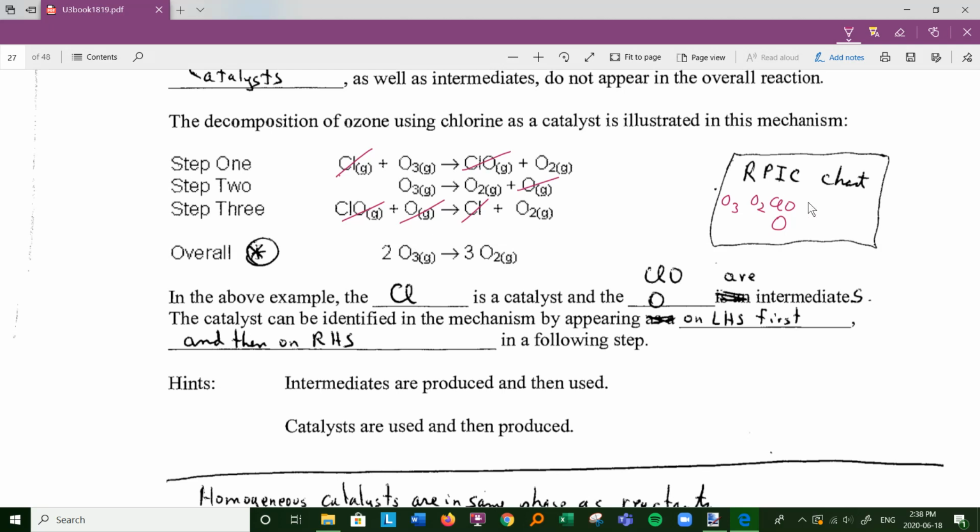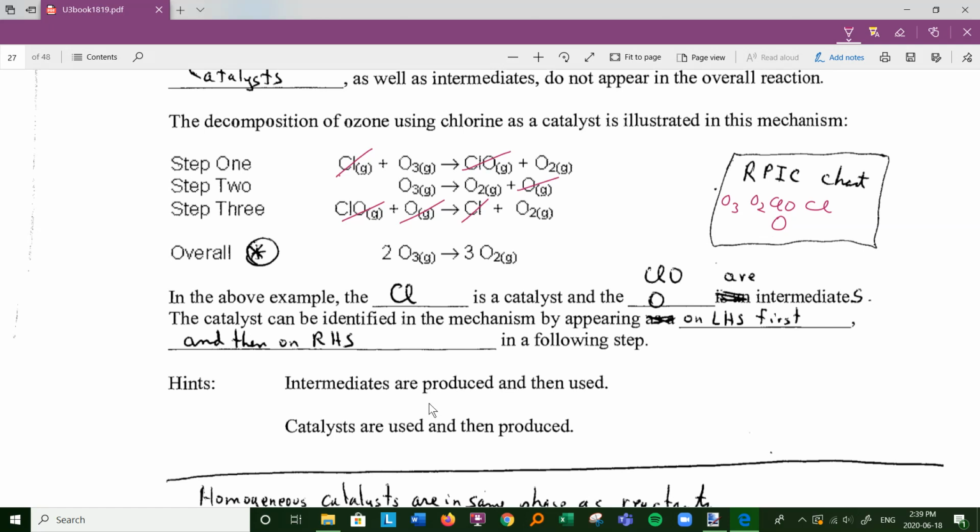So the catalyst is Cl. So O3 is a reactant, O2 is a product, ClO and O are intermediates, and Cl is a catalyst. The catalyst can be identified in the mechanism by appearing on the left-hand side first, and then on the right-hand side. So hint, intermediates are produced and then used, whereas catalysts are used and then produced.